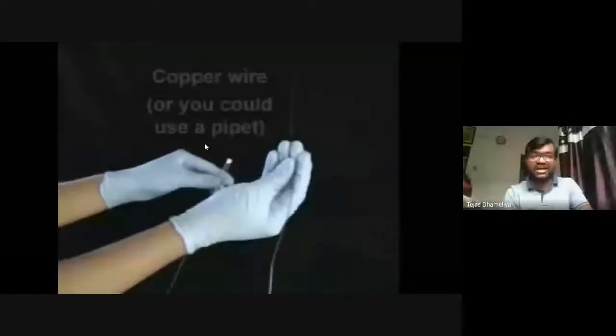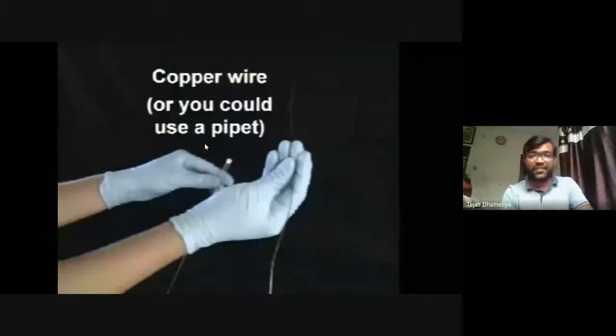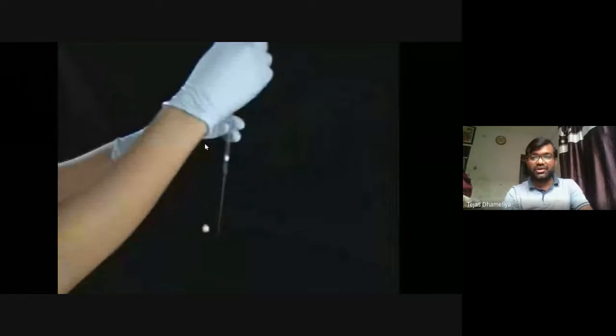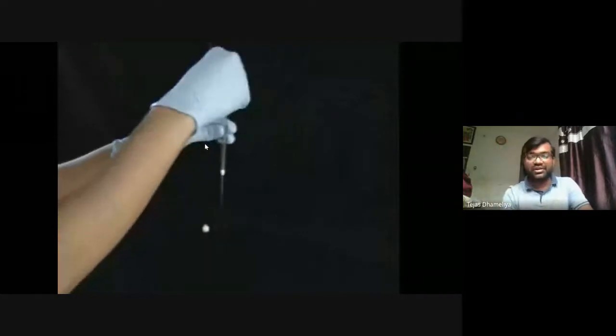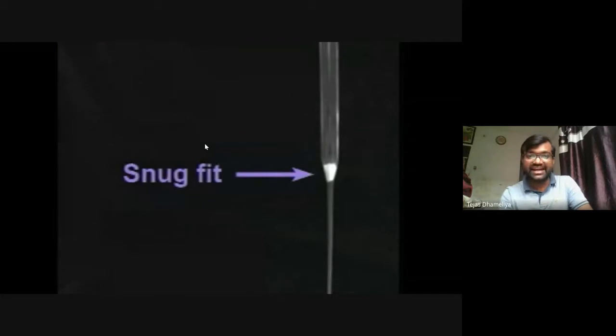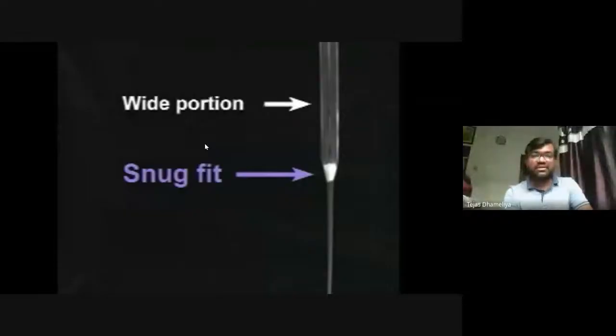And then we have to add it into the Pasteur pipette with the help of a wire. We may use some other wire or pipette also. So it has been inserted into the Pasteur pipette to create a cotton plug. Snug fit is the right terminology, and then we have a wide portion, and the lower portion is a narrow one.